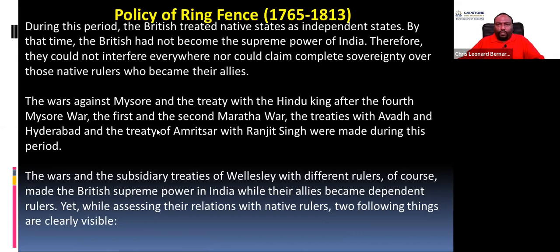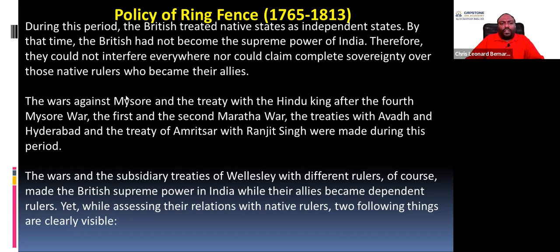And we have seen from 1665 to 1813 the policy of ring fence. The Britishers treated the Indian natives as independent states. By that time, the British had not become a supreme power, so they could not interfere everywhere, nor could they claim any complete sovereignty or territorial rights. And so they started this subsidiary alliance system in policy.